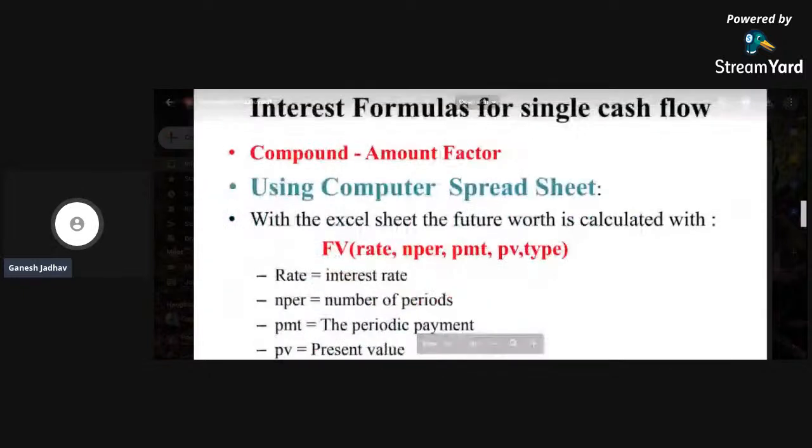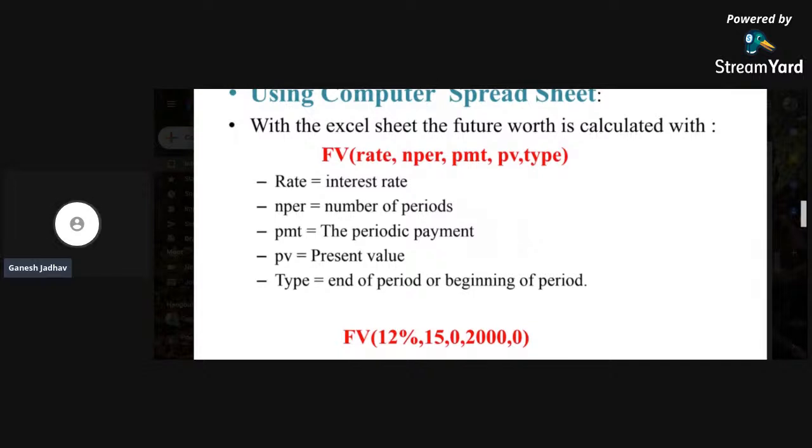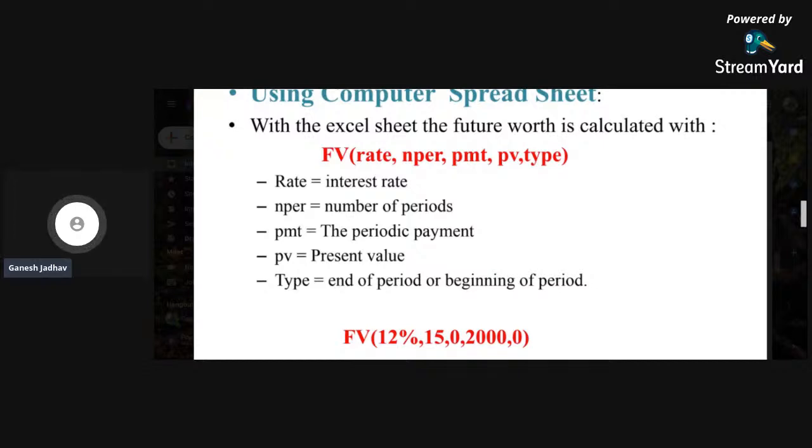Then with the Excel sheet, the future worth is calculated with the future value function. This takes rate, nper, pmt, pv and type. What is rate? Rate is the interest rate. nper is the number of periods. Then the periodic payment.